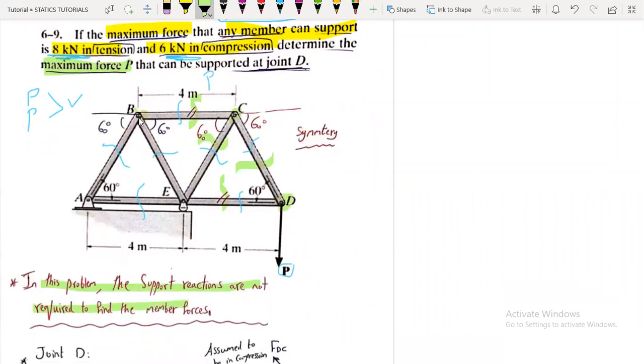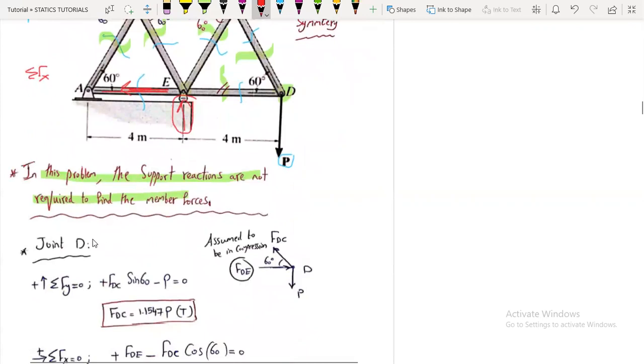Then we can move to joint B, we can find FEB, FBA. And finally at joint E, although we should find the reaction here of the roller, we just want to find FEA. So we will take the summation of forces in the x direction, and we will get the value of this force, because here it's only applied in the vertical direction.